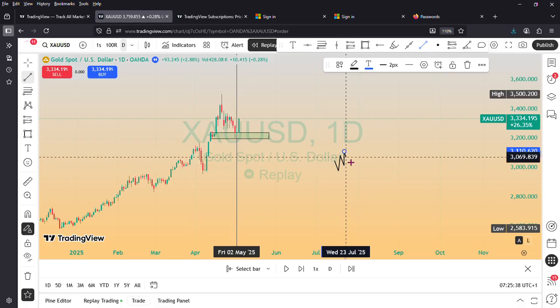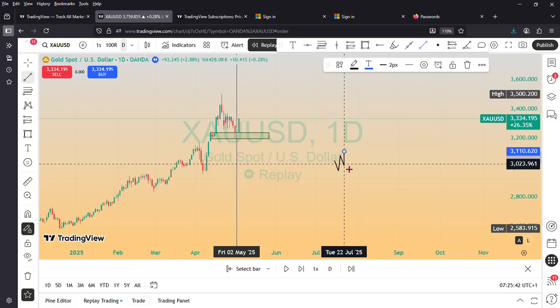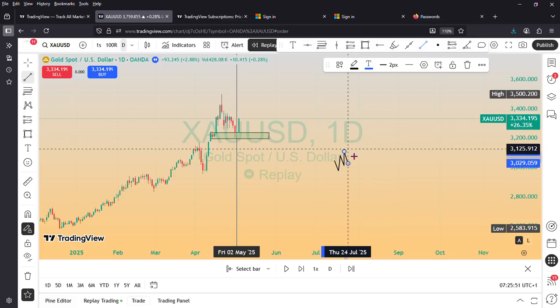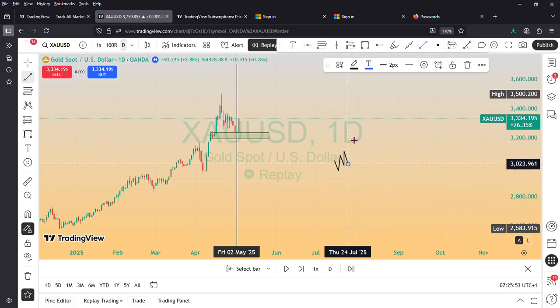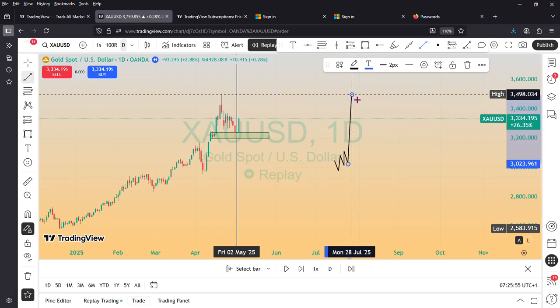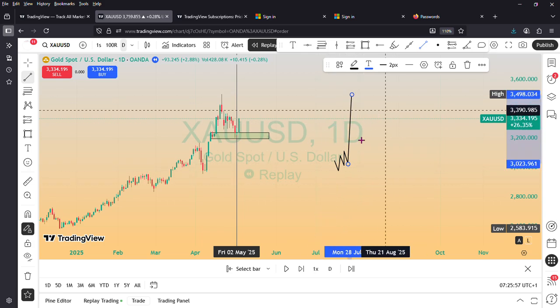I must see it in either 15 minutes, 30 minutes, or 1 hour. That's the structure I want to see within this area that the doji price is forming. Now I will pick it there and start selling and start buying to the upside. That is the structure I want to see.